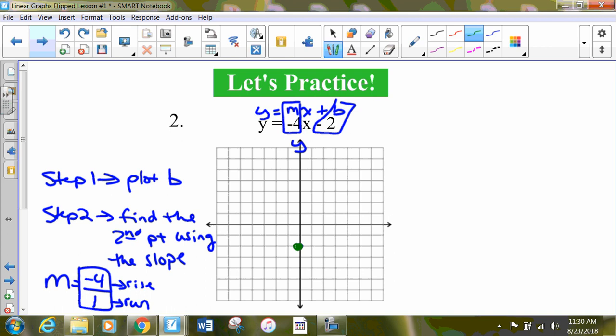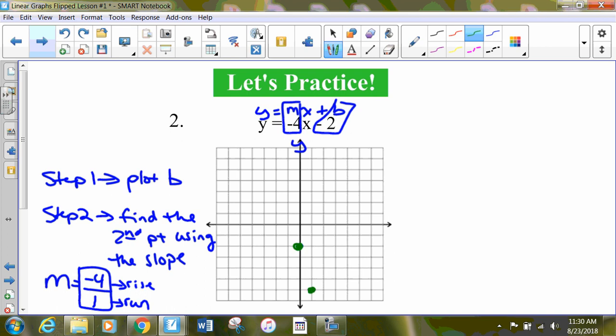So to find the next point on this line, I'm going to go back to this y-intercept point, and I'm going to rise. Oh no, rise -4? All right, sometimes we fall. We're still going to say rise. So -4 means move down 4. 1, 2, 3, 4. Don't put your dot yet because we got to run. We got to run over 1.